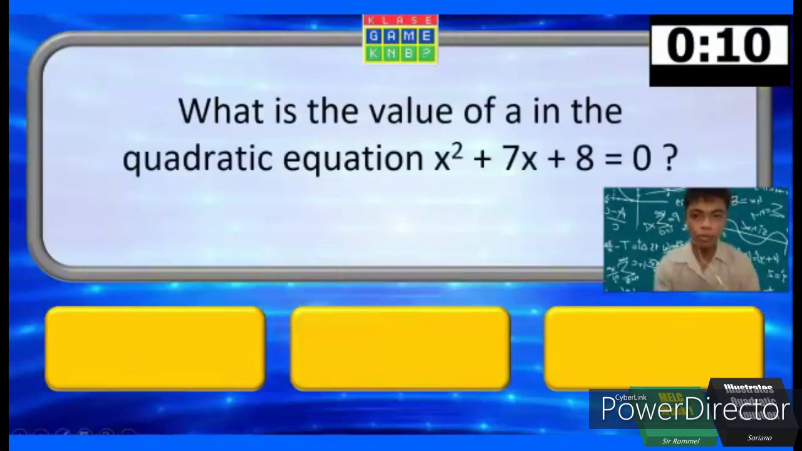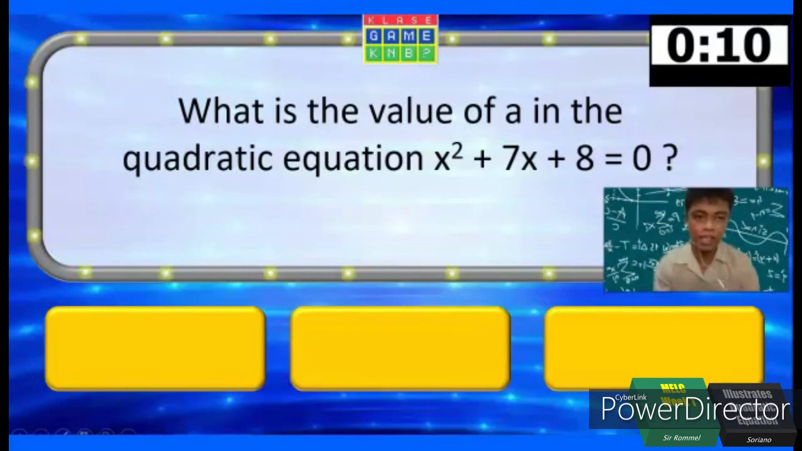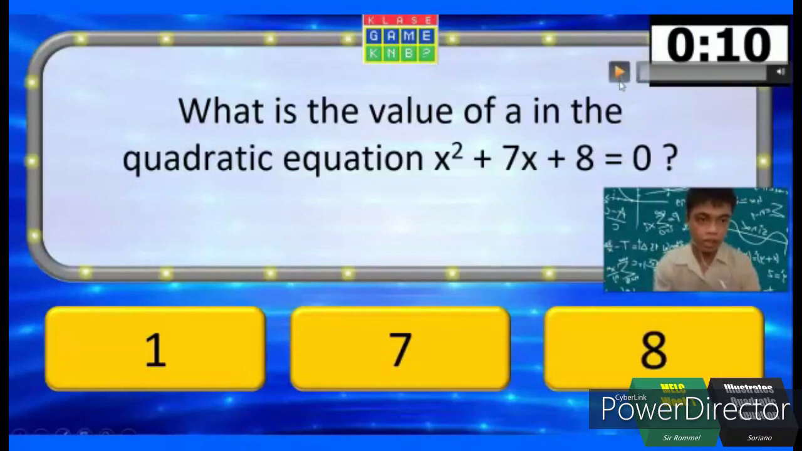Question number 2. What is the value of A in the quadratic equation x squared plus 7x plus 8 is equal to 0? 1, 7, or 8? Go!